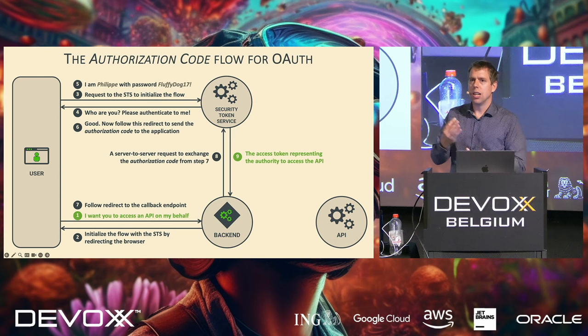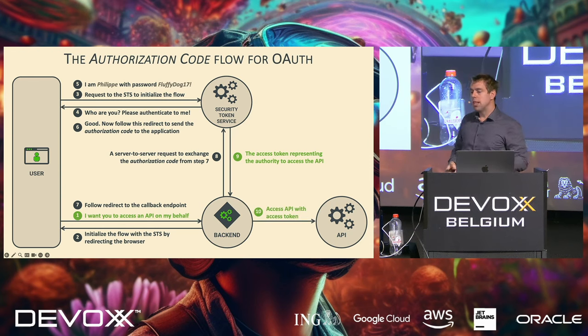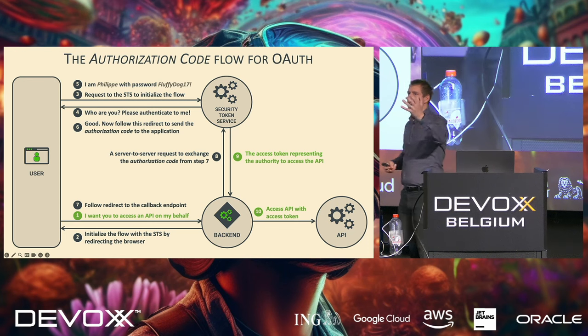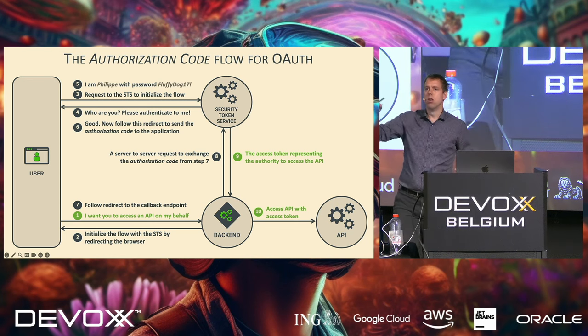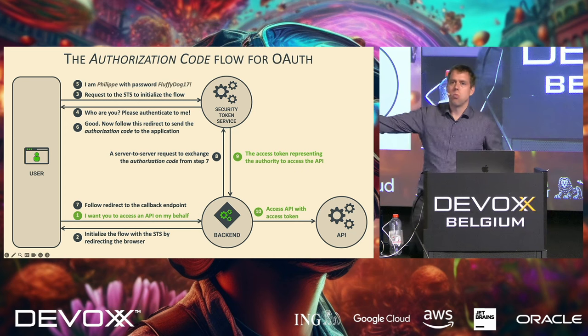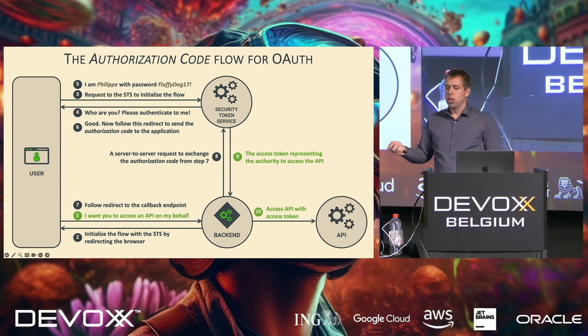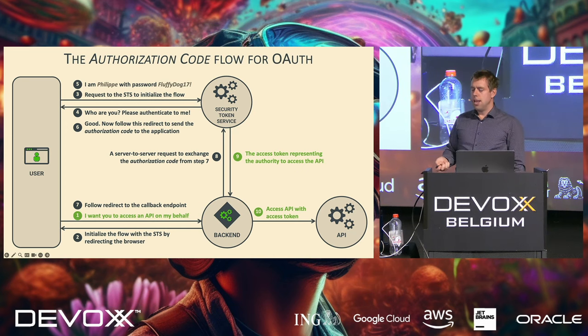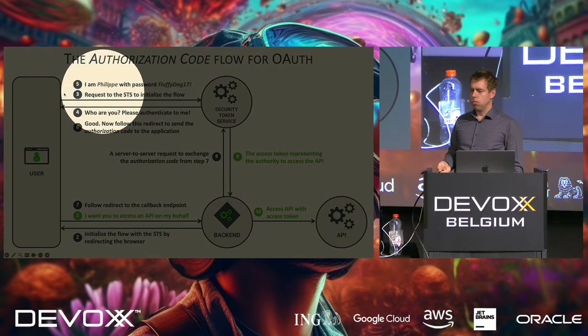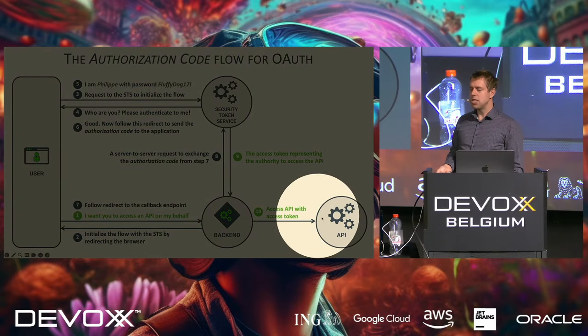And that access token allows us to access an API. So in step 10, we can now send a request to the Restaurant API saying, hey, get me the reviews for whatever user is associated with this token, and the API will get to that. The API uses the access token here to make authorization decisions.